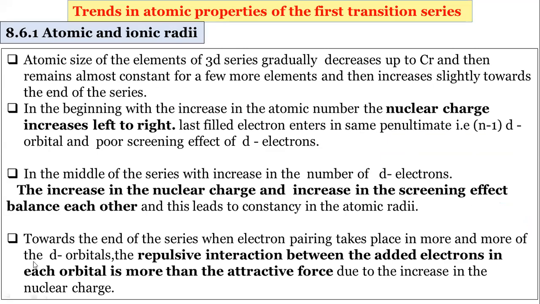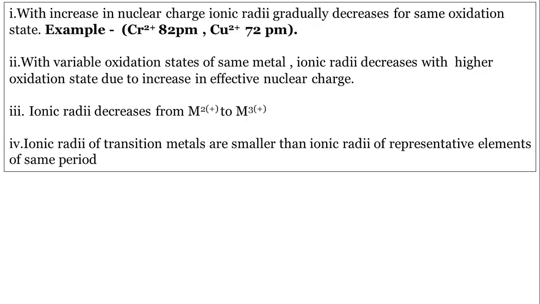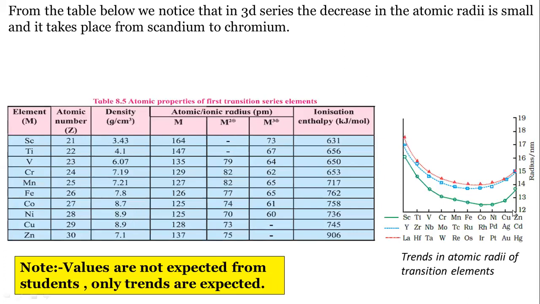So it is explained here. In case of zinc, what is happening? The repulsive interaction between the added electrons in each orbital is more than the attractive force. So this is the reason why zinc has the larger atomic size. Initially, nuclear charge increases. Then in the middle, the nuclear charge and shielding effects are balanced. And at the end, due to this pairing, repulsion is more. Repulsive interaction is more than the attraction. So the atomic size increases in case of zinc because of pairing.